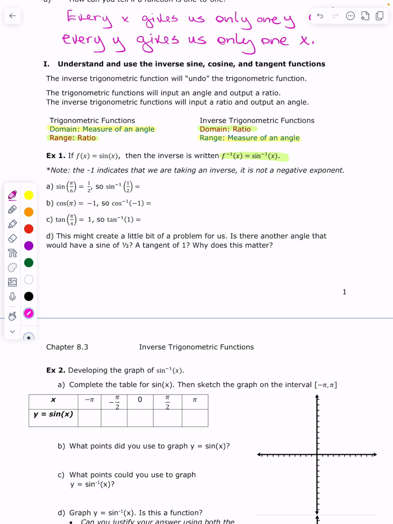So in order to make this make sense, let's take a look at a couple of examples. For A, sine of pi over 6 is 1/2. Pi over 6 is in the first quadrant, so both sine and cosine are positive. So our inverse sine of 1/2, we're taking in that ratio, is going to be pi over 6. For B, the cosine of pi is negative 1, so if we're going to go the other way, inverse cosine of negative 1 has got to be pi. And for C, the tangent of pi over 4 is positive 1, so inverse tangent of 1 is pi over 4.